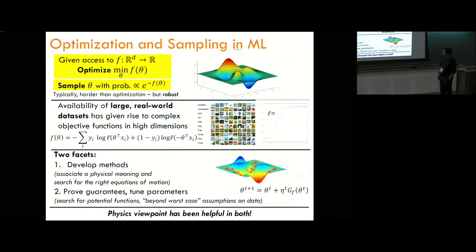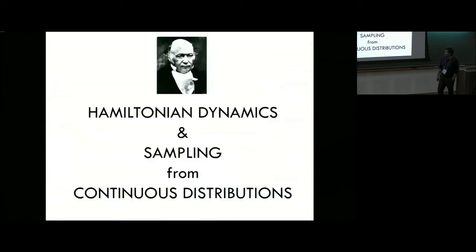Okay, so this is a one-slide introduction. And now we're going to look at some specific problems and specific methods. The first part of the talk, which I anticipate to be more than 2/3 of the talk, is Hamiltonian dynamics and sampling. So we're going to talk about a sampling problem, but we're going to develop a method which is based on Hamiltonian dynamics.